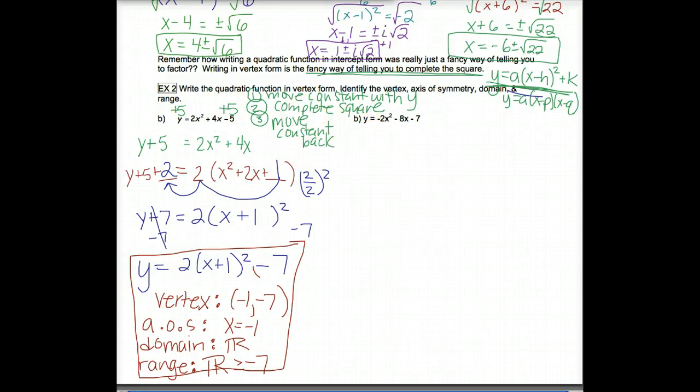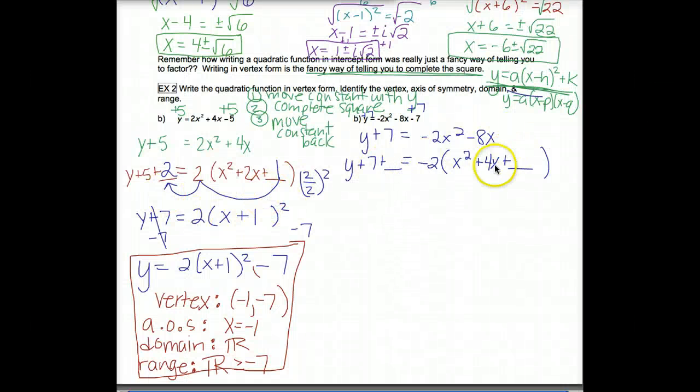All right, so I would like for you to try B, pause it, try to identify all of the stuff, then unpause and see if you got it right. So first thing I'm going to do is move my constant over with my y. So that gives me y plus 7 equals -2x squared minus 8x. So next I'm going to factor out my coefficient. So factor out a -2. That gives me x squared plus 4x. Add my blank. On the left side, y plus 7, and add my blank.